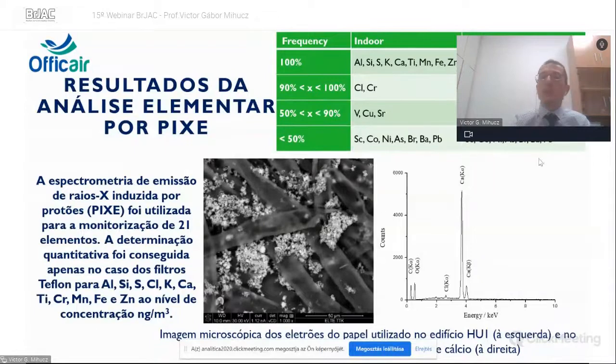But you could see that in the case of Teflon, we could determine quite a lot of elements, and there were not too many differences between the indoor elemental composition of the PM and the outdoor one. We could even identify that, for example, in one of the sampling places, an office where the correspondence with the clients was done, we could clearly identify calcium carbonate, which is an additive from paper. It was confirmed by scanning electron microscopy measurements and the corresponding X-ray fluorescence spectra.